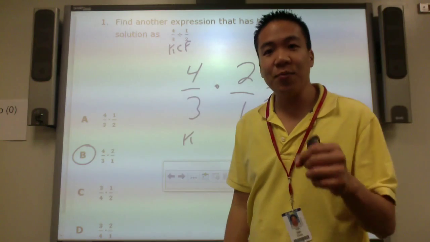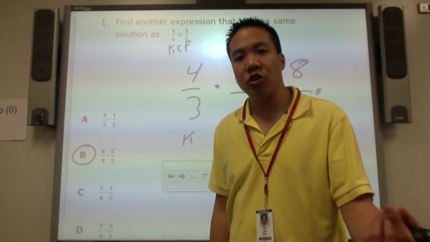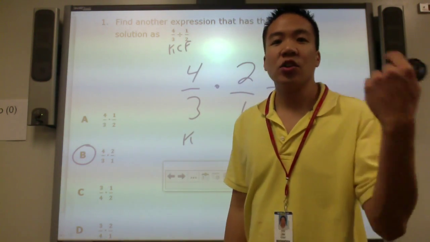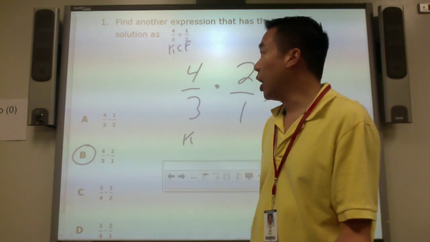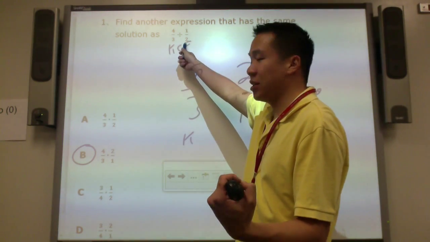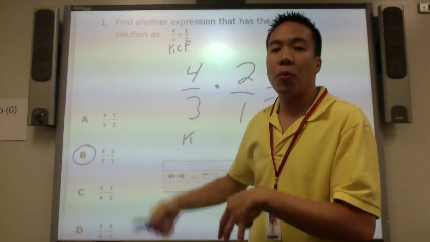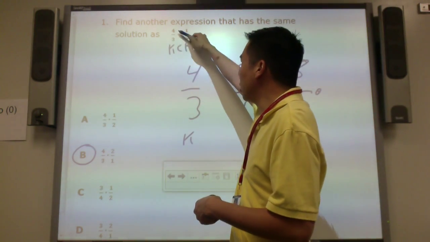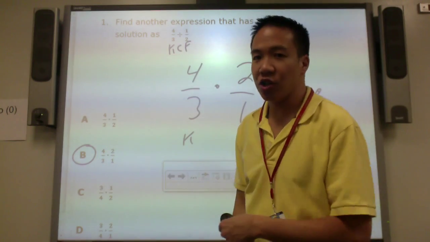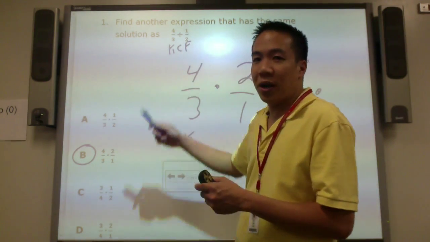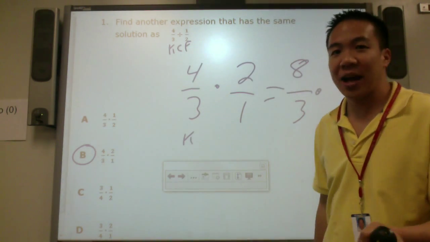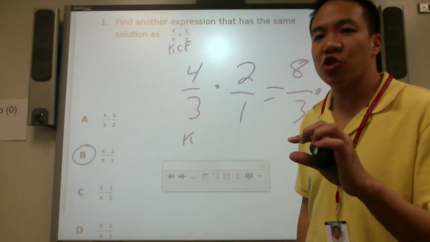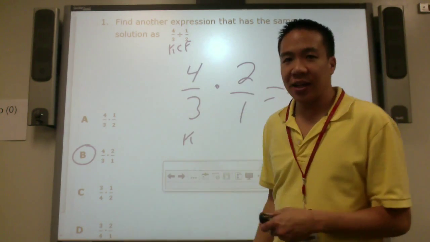KCF. It's the same thing as turning subtraction to addition, but here it's turning a division of a fraction into a multiplication expression. So you keep the first number, you change the operation, and then you flip 1/2 to 2/1. I think that's what they teach at Patterson. But what we do is we do the reciprocal of the second number.